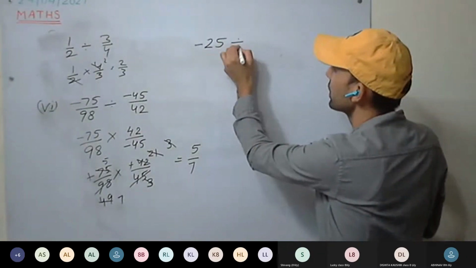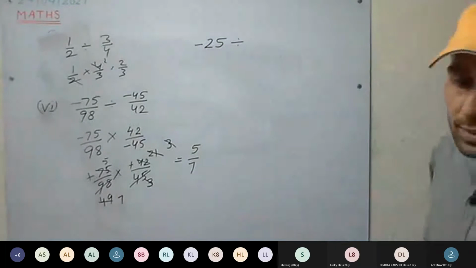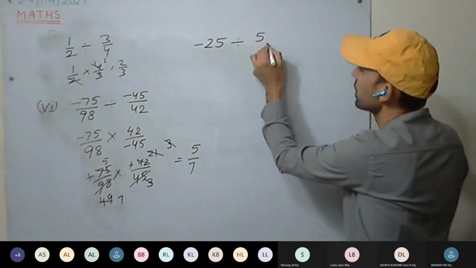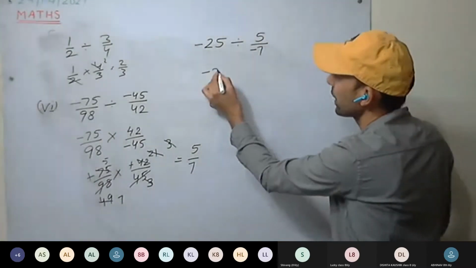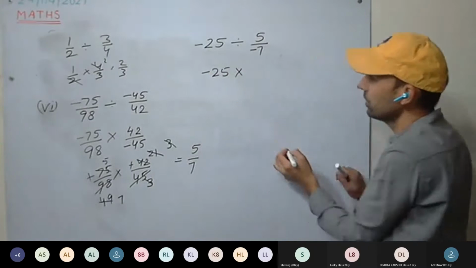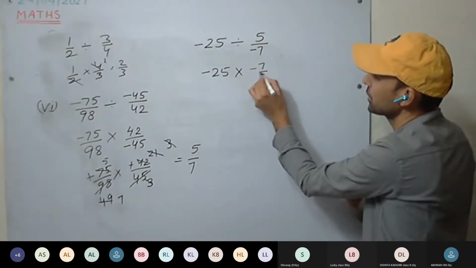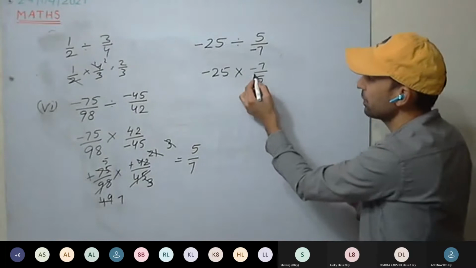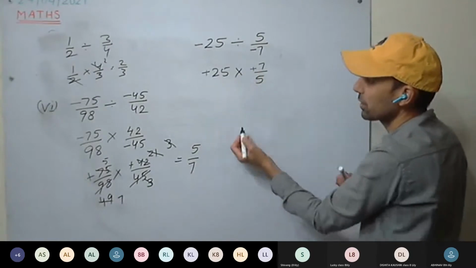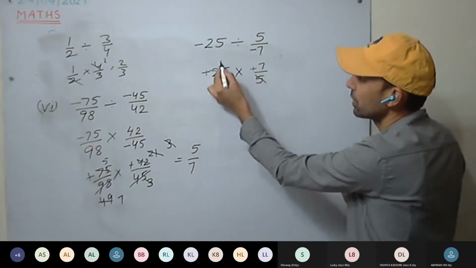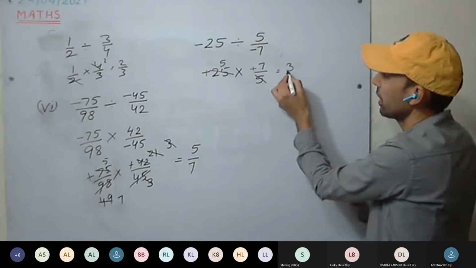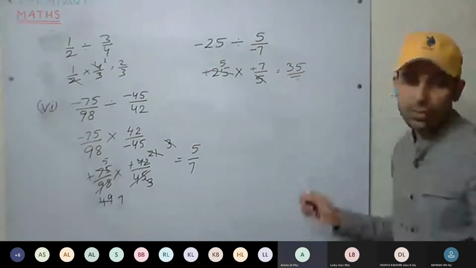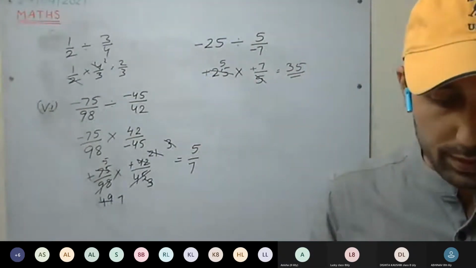Minus 25 divided by 5 upon minus 7. So minus 25 into, take the reciprocal, minus 7 upon 5. So cancel them. Minus, minus plus 5. 5 sevens, how much? 35. Okay.